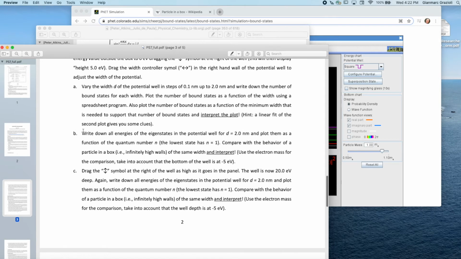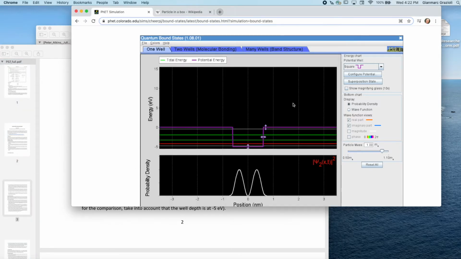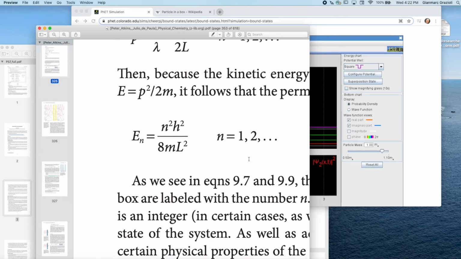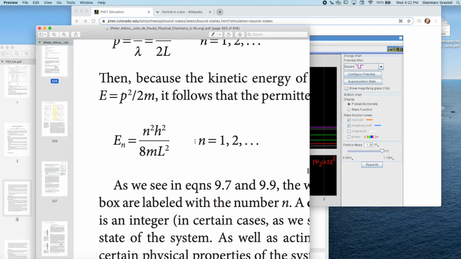And I also said to look at 1.2 part B. So that's here. Write down all energies of the eigenstates in the potential well for D equals 2 nanometers and plot them as a function of the quantum number n. So the lowest state is n equals 1. As we've shown with these quantum states, we have these integer values: quantum number 1, quantum number 2, 3, etc. You've seen it in this equation right here. The n in the energy states has to be an integer. So that's what we're talking about, the quantum number.